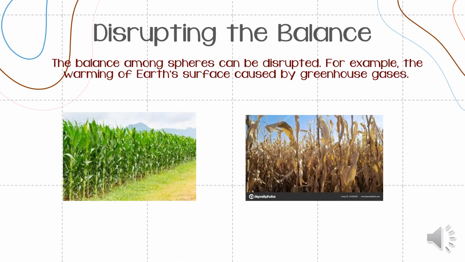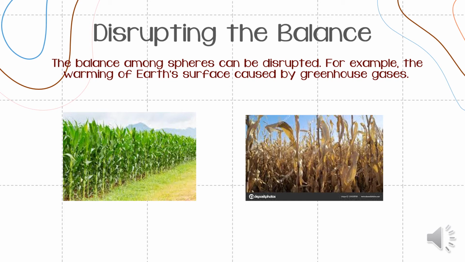The balance in the four systems may be disrupted by several reasons. Earth's atmosphere contains a mixture of gases. Organisms need some of these gases to stay alive. Certain gases in the atmosphere, called greenhouse gases, trap heat. This trapped heat causes temperatures on Earth to be warm enough to support living things.